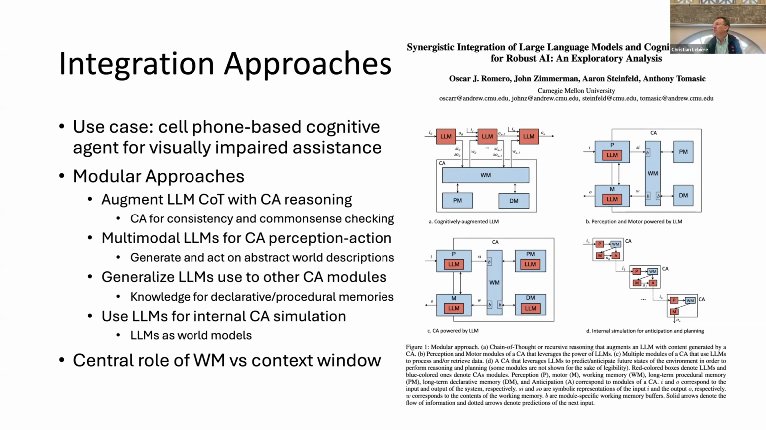And finally, you can use the large language model essentially for an internal simulation, sort of a world model, to drive cognitive architectures. And you can see here, as was evident in the structure of the common model, that working memory really plays a central role, and that's going to be, I think, a common aspect of a lot of these integrations.